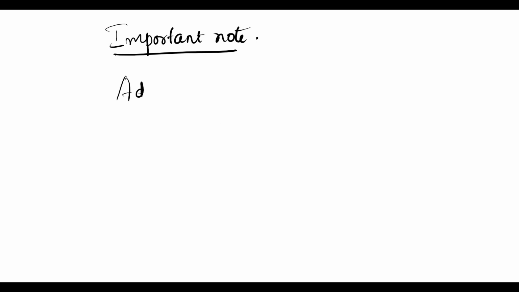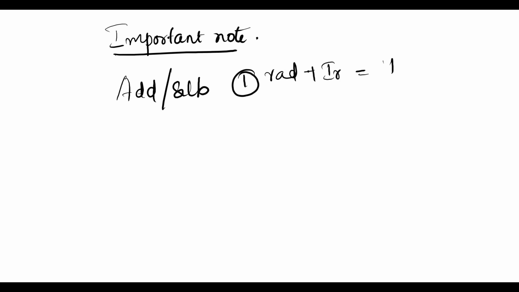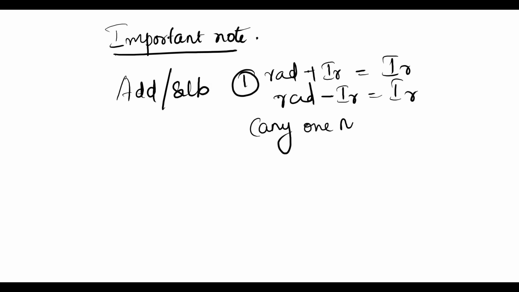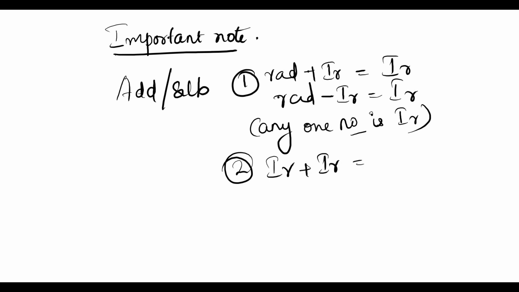Before going into the examples, we have to see the general conditions for addition and subtraction, multiplication and division. If you add an irrational number and a rational number, the result is irrational. Similarly, if you subtract a rational and an irrational number, the result is irrational. The general condition is if you add any number with the irrational number, the result is irrational. Similarly, if you add two irrational numbers, the result may be rational or irrational.